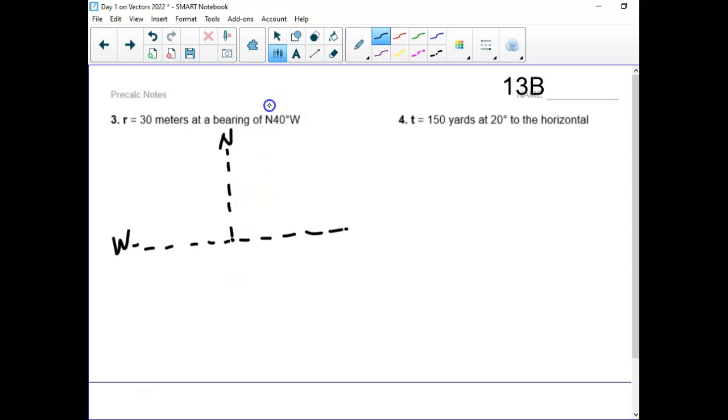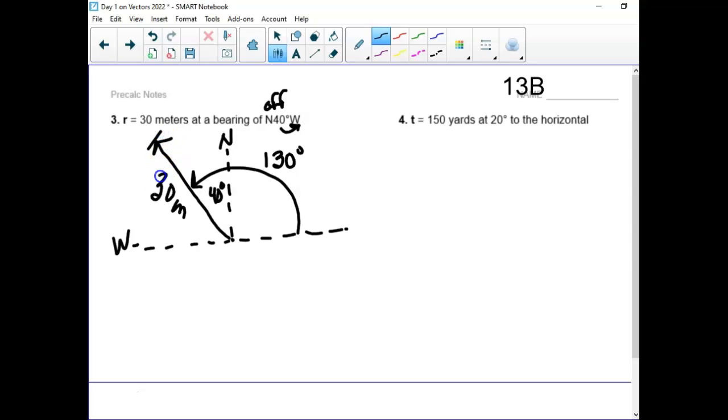Okay, off of north, 40 degrees toward the west would be somewhere over here. 40 degrees off of north. So what's the number off the positive x-axis, guys? 130, 90 plus 40, everybody okay? And then we're going to label this 30 meters in length. And we could label it R, but I'm not going to worry about that.